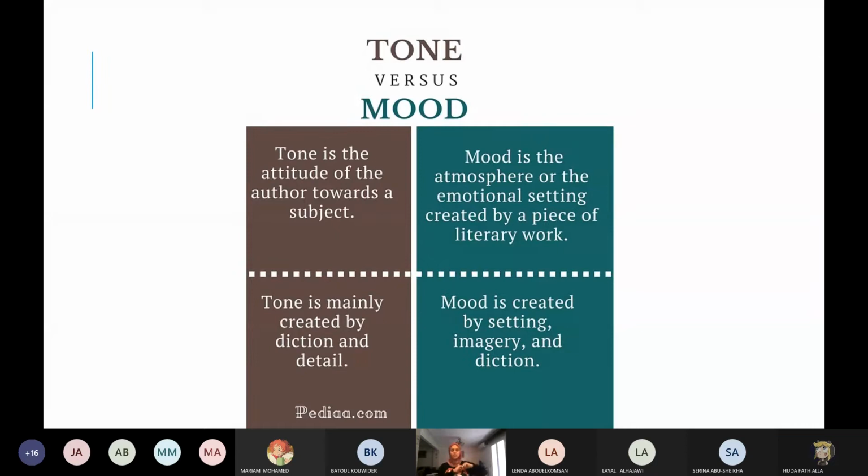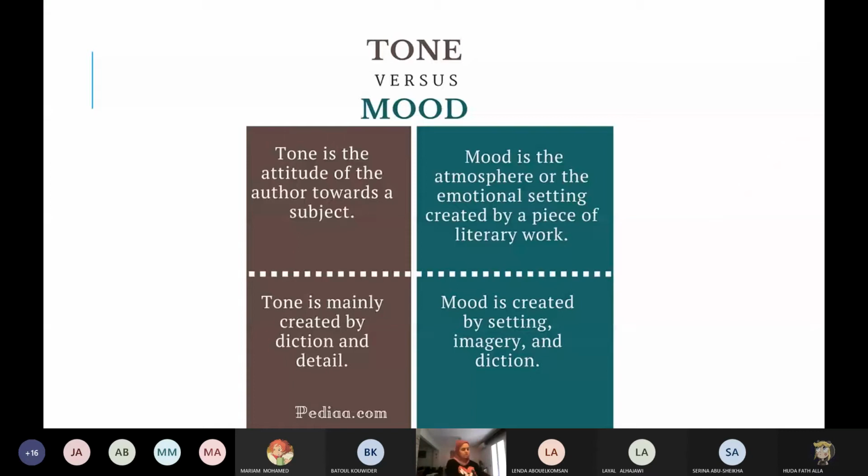Tone is the attitude of the author toward the subject. So I am the author, I hold my pen. The tone I use is tranquil. I use tranquil words, calm words. The tone is the attitude of the author. If I am sad, the tone I write will be melancholic.